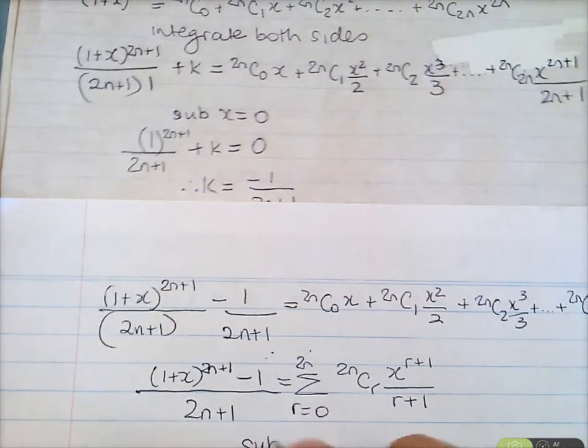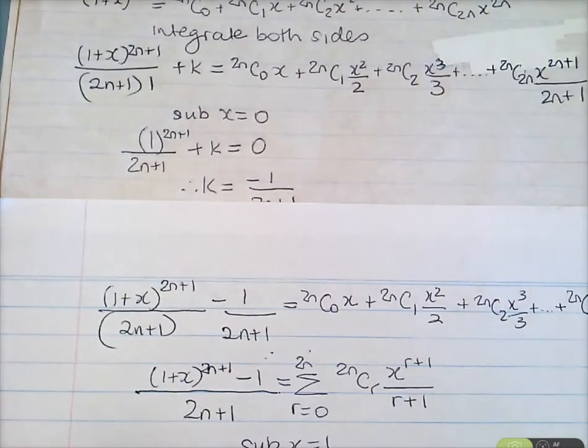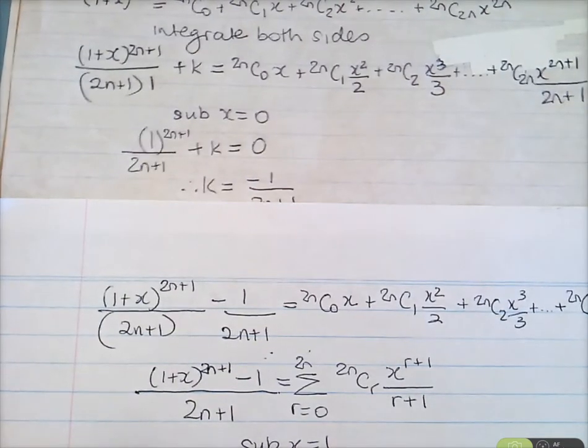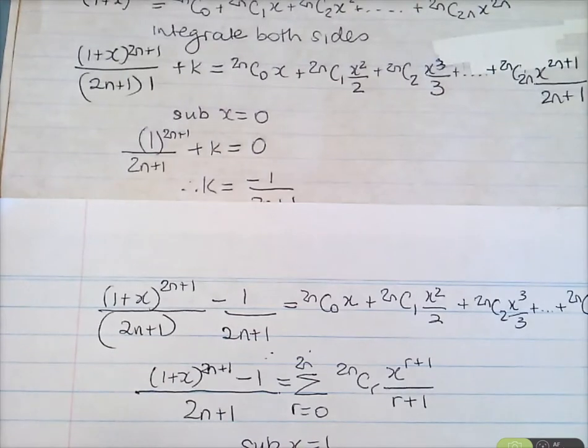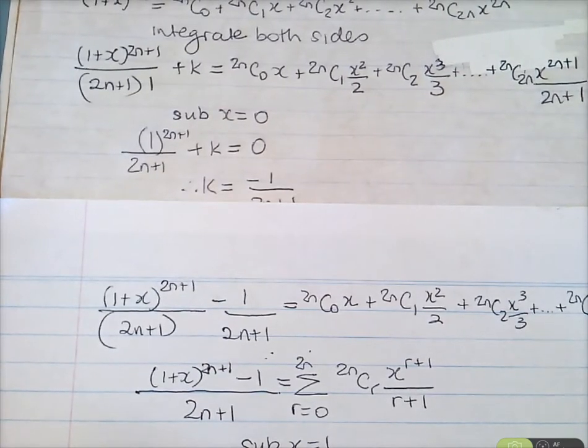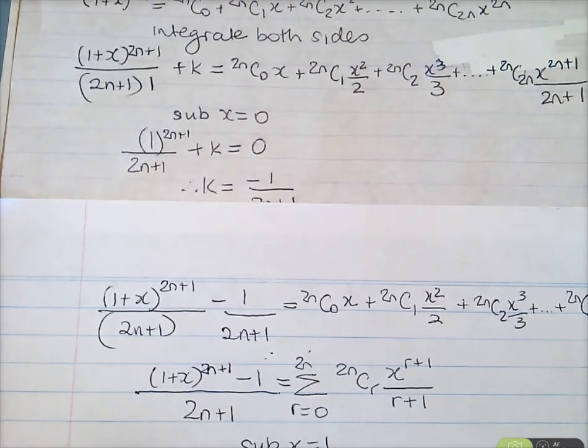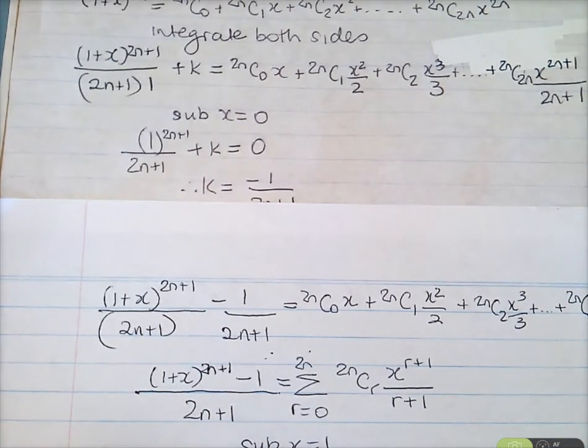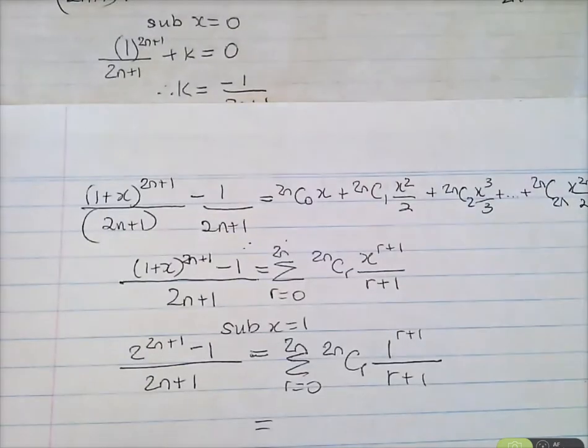So now we substitute x is 1, and we end up with 2 to the 2n plus 1 minus 1 over 2n plus 1. So that right-hand side, or our left, is correct. And it's the sum from r is 0 to 2n of 2nCr. Now remember we're substituting x is 1. We've got 1 to the r plus 1, which is just 1 over r plus 1.